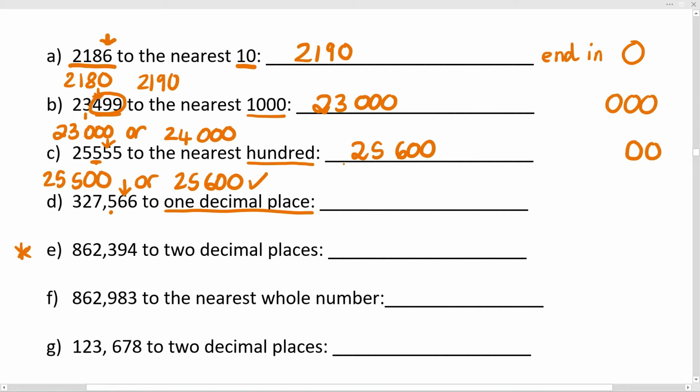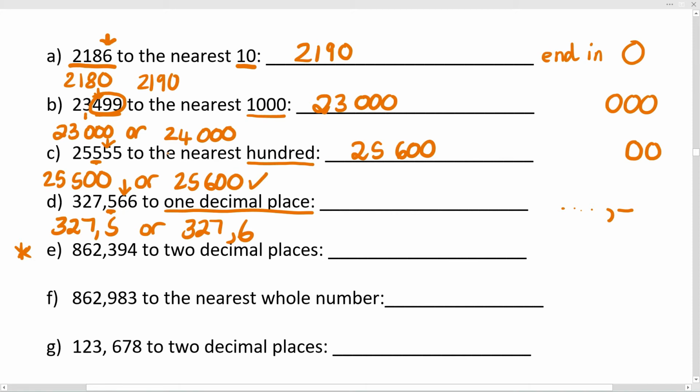So my options now, when I realize I've got to do 1 decimal place, it means that I've got to have something, something, something, comma, 1 number. And then everything after that will fall away. Instead of saying I've got to end in zeros, I know I need to have 1 digit after the comma. So I can't have comma 566. It needs to be either 327, comma 5, or 327, comma 6, because I can either keep that 5 the way it is, or it can go up to a 6.